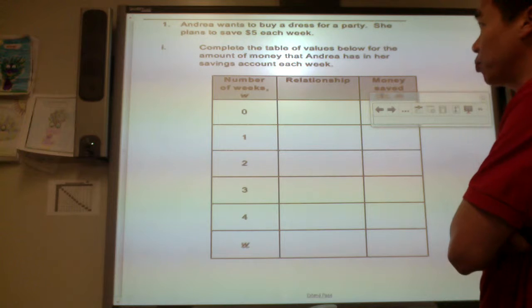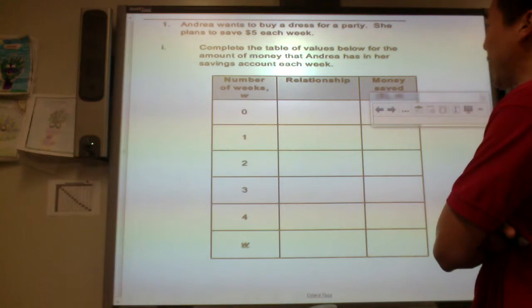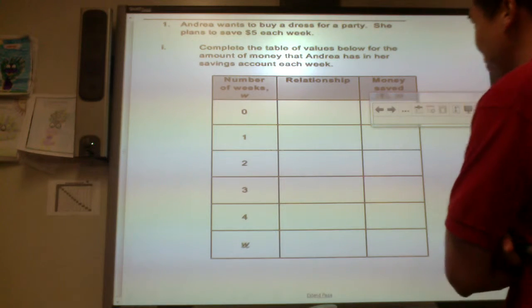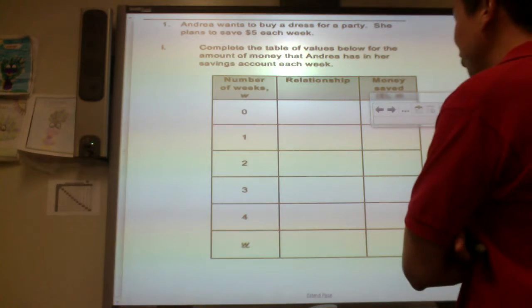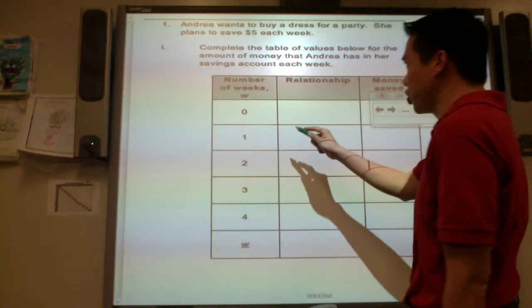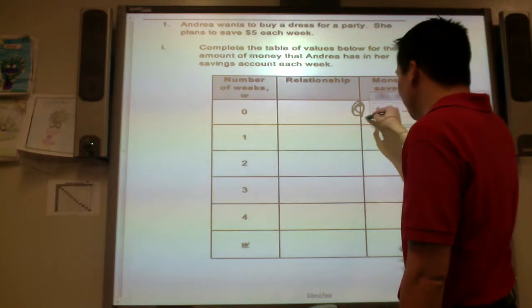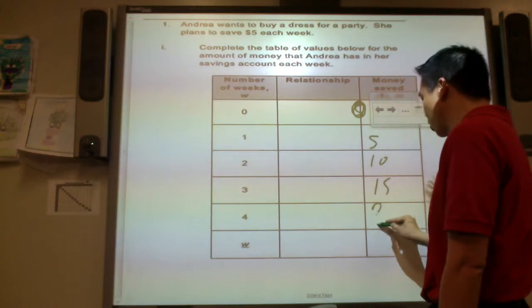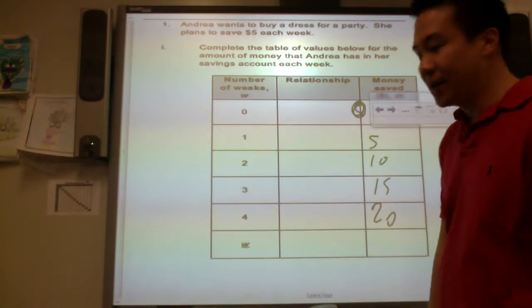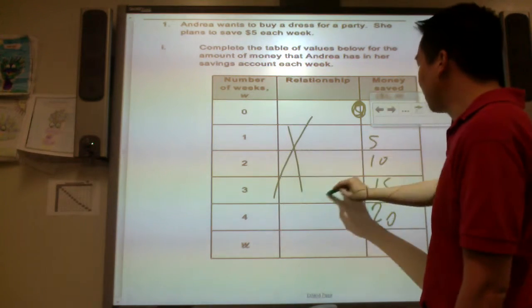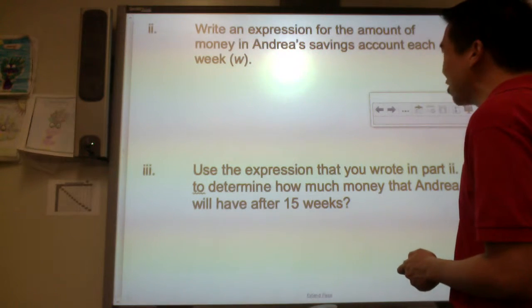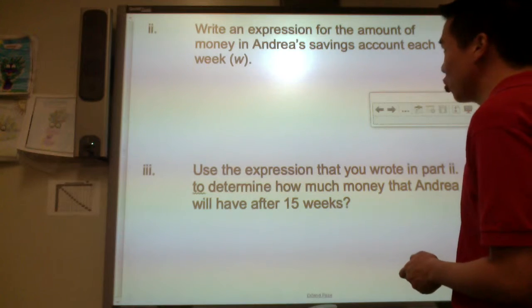So let's talk about our first one. Andrea wants to buy a dress for a party. She plans to save $5 each week. Complete the table below for the amount of money that Andrea has in her savings account. So if she works 0 weeks, she'll have $0. 1 week, $5. 2 weeks is $10. 3 is 15. 4 is 20. How did I know that? I multiply by 5.